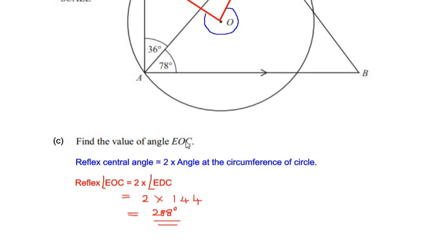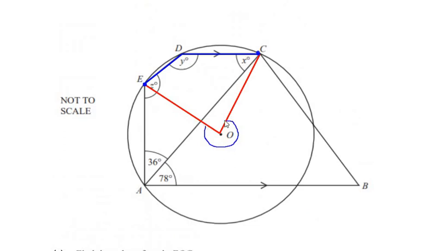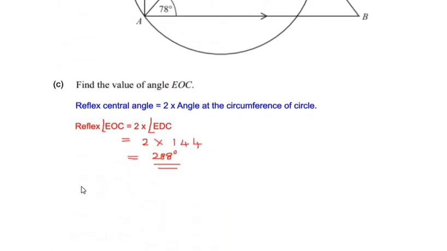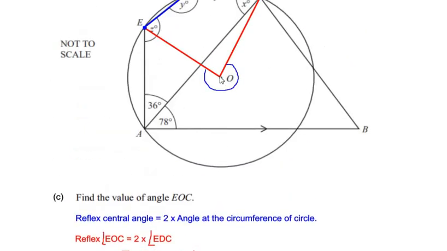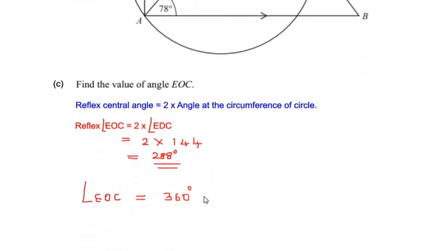But in the question they have not mentioned whether it is reflex or not. So let us try to find out the acute angle EOC as well. So angle EOC is equal to 360 degrees, because it is the angle at a point, minus 288 degrees. So that is going to give us an angle of 72 degrees. So we have found out both the reflex angle EOC and the acute angle EOC.